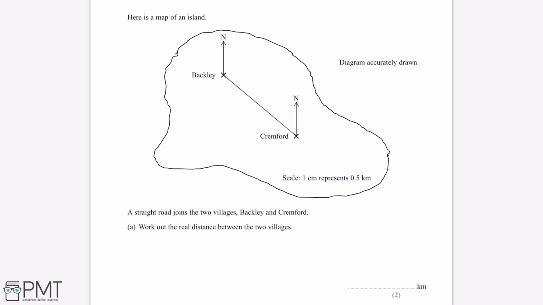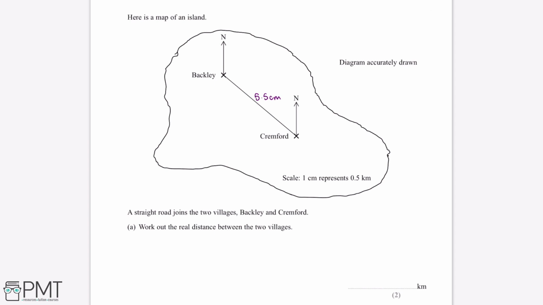Here is a map of an island. A straight road joins the 2 villages Backley and Crempford. Work out the real distance between the 2 villages. So what we need to do is use our ruler to measure this line from Backley to Crempford. And this should measure 5.5 centimetres.